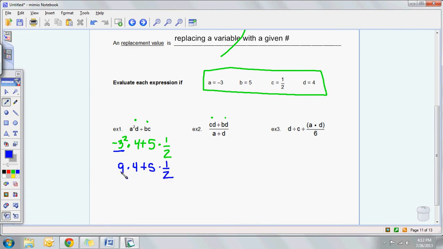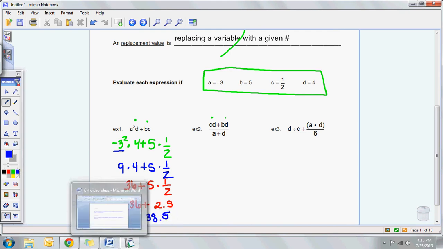Next thing in my order of operations would be multiplication. So I'm going to keep simplifying. So I'm going to get 36 plus 5 times 1/2. And this is a yucky number because I'm going to get a decimal here. So what am I going to do first? Am I going to do plus or multiplication? I'm going to do multiplication. So 5 times 1/2 is going to be 2.5 plus 36. And then you're just going to finish adding those up, so I'm going to get 38.5.